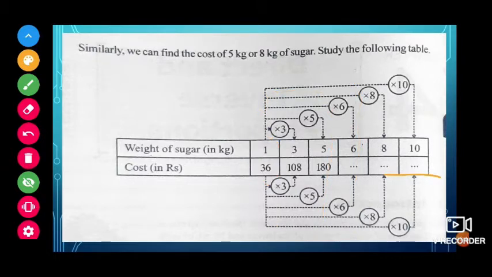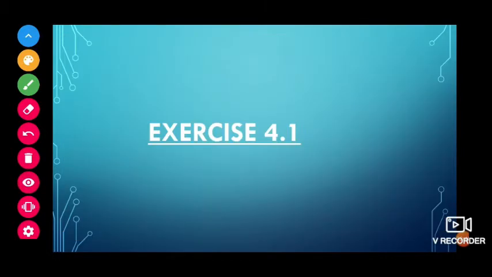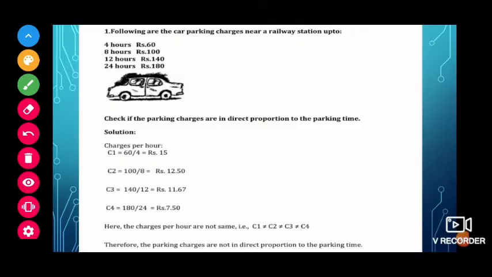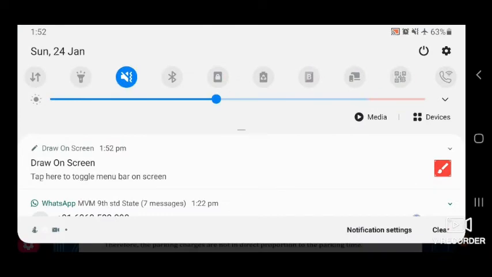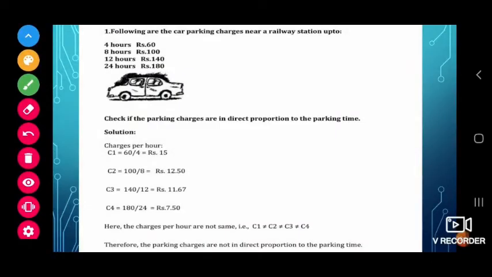Now, we will see sums. Exercise 4.1. First one. The following are the parking charges near a railway station up to 4 hours. Check if the parking charges are in direct proportion to the parking time.